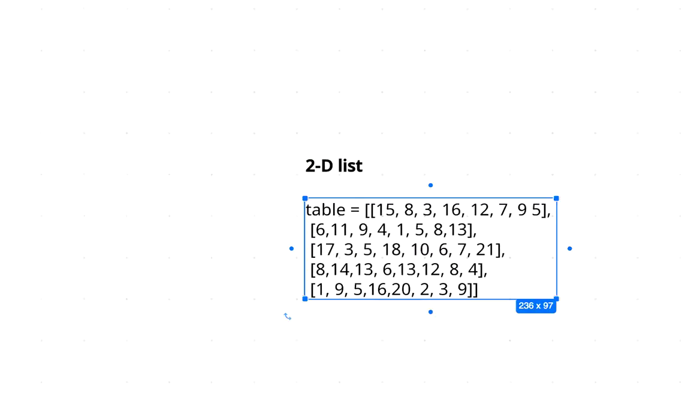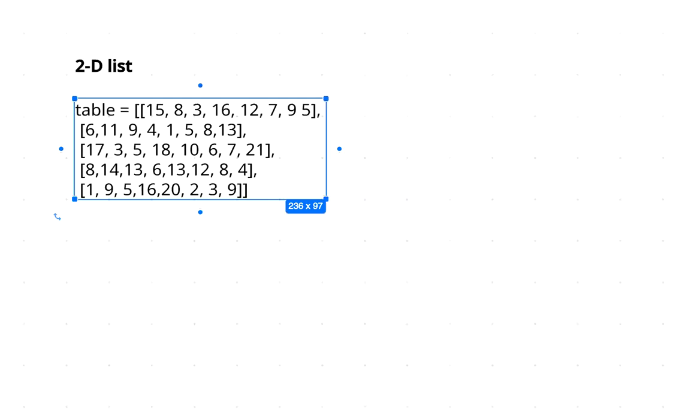And here is an example of a very basic 2D list. You can see that there are patterns like rows and columns, which is the same idea you can see in a table.